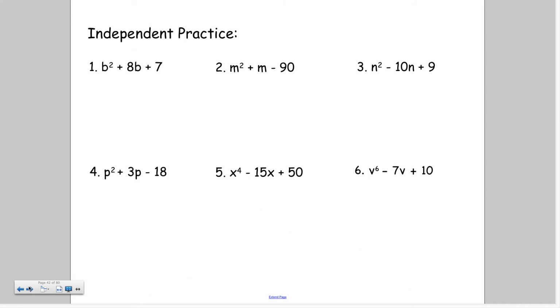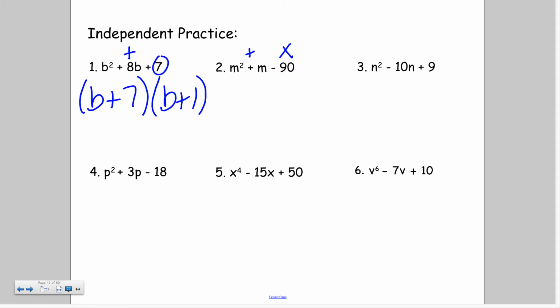Okay? Pause it, try your X methods for 1 through 6, then play it and check your work. Alright, when I factor number 1, I should have gotten x plus 7, x plus 1. I want to multiply to get 7, then add to get 8. Number 2, I want to multiply to get negative 90, and add to get 1. Remember, that's a 1 in front of that m. So you should have gotten m plus 10, m minus 9.